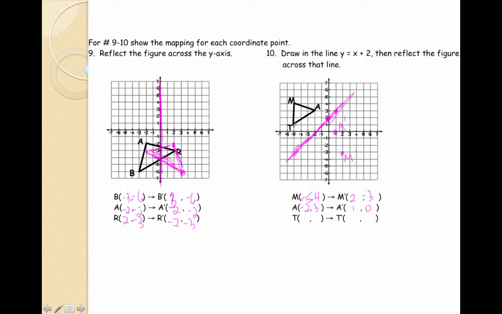And T, I can go down to hit the line, 1, 2, 3, 4. So to the right, 1, 2, 3, 4. T prime. T was -5, 1. And T prime is -1, -3.